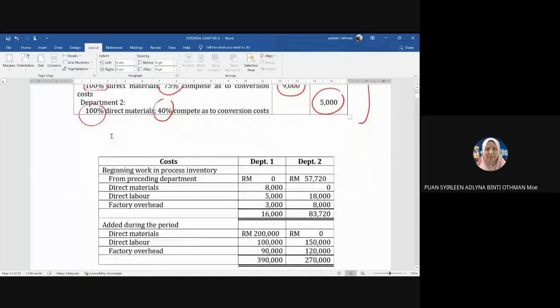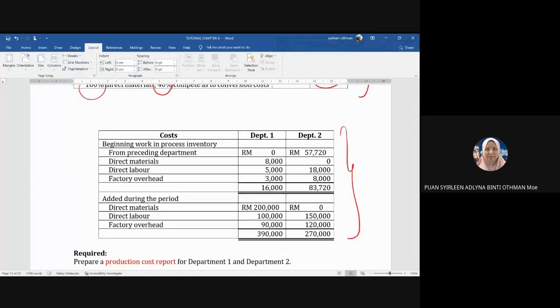And this part below here dia bagi ialah bahagian costing. So costing dekat sini, yang ini ialah your balance. This is your BB balance, and this is your current cost. So kalau you are supposed to prepare a journal, kalau journal dia akan ambil nilai dari sini. Sebab journal kita hanya akan ambil nilai semasa sahaja, which is your current cost lah, ataupun added during the period.